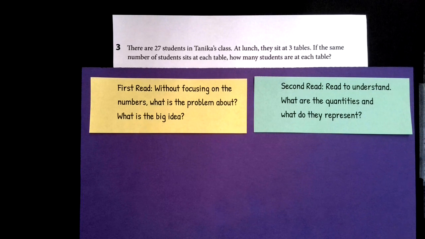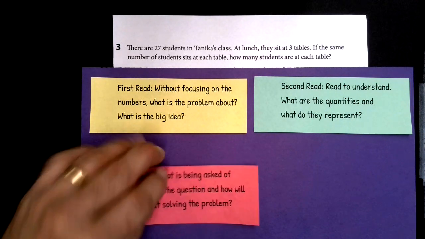So I'm looking for an unknown. And I think this unknown is represented by words in the question itself. And I'm going to go to that question word of how. How many students are at each table? Well, if I TTQA that, there are blank students at each table. I think that's my missing number. Let's take a look at the third read.